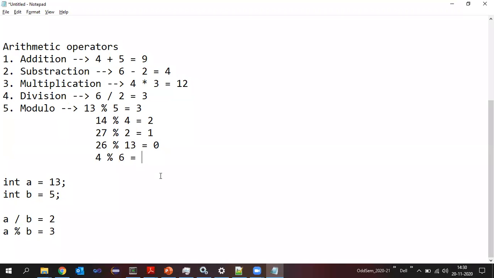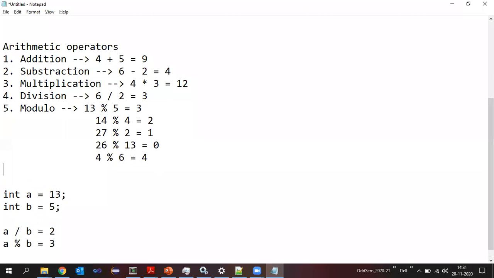So in that case, the quotient will be 0. And the remainder is 4. Remember this one. Whenever you are dealing with the modulo operation, if the first operand is less than the second operand, pay attention, the result is going to be the first operand only, because you can't divide the first operand by the second operand. So the remainder is the same as the first operand. Is that understood?